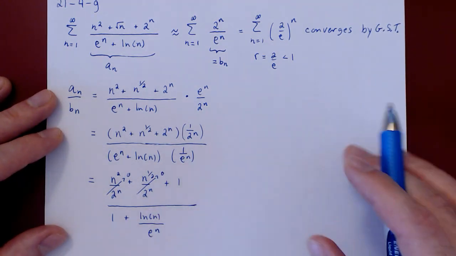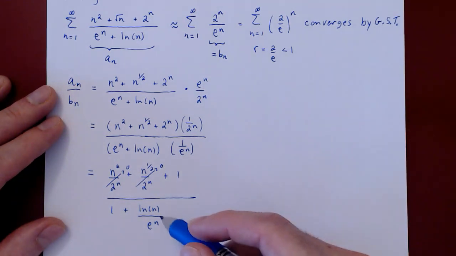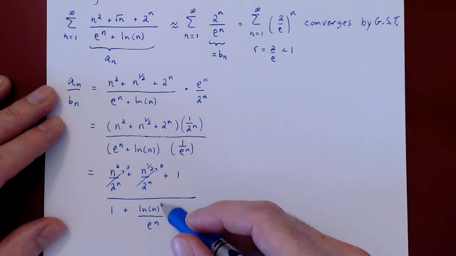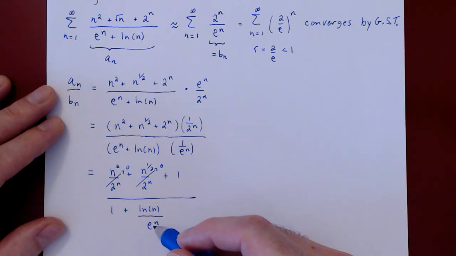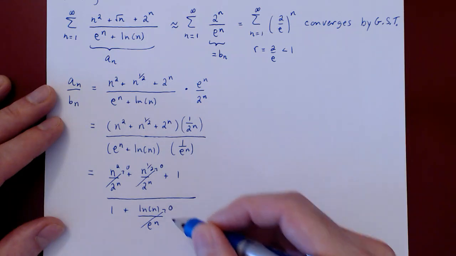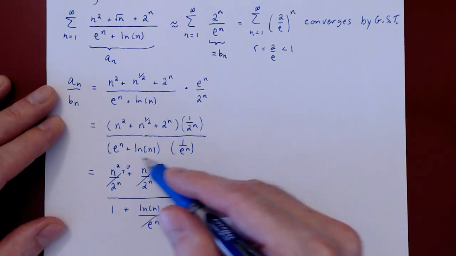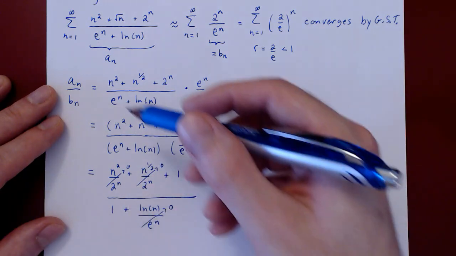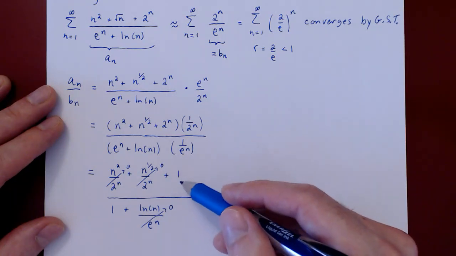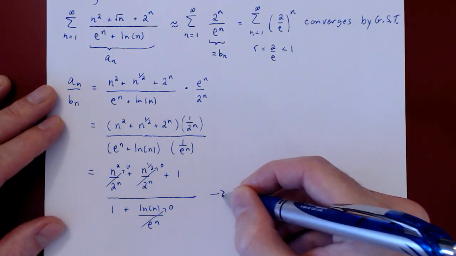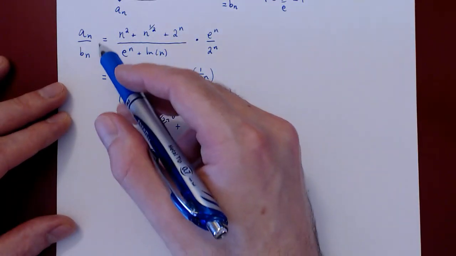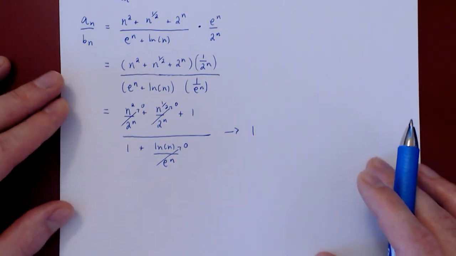On the denominator, again we apply the hierarchy of functions. Sure, ln of n tends to infinity as n tends to infinity, but it is divided by an exponential function, which is infinitely larger than the logarithm. And so again, by the hierarchy of functions, this ratio tends to 0. And so in the end, the ratio of an over bn, the original over the new sequence, will be converging to 1 over 1, therefore approaching quite simply 1. So as n tends to infinity, the ratio converges to 1.